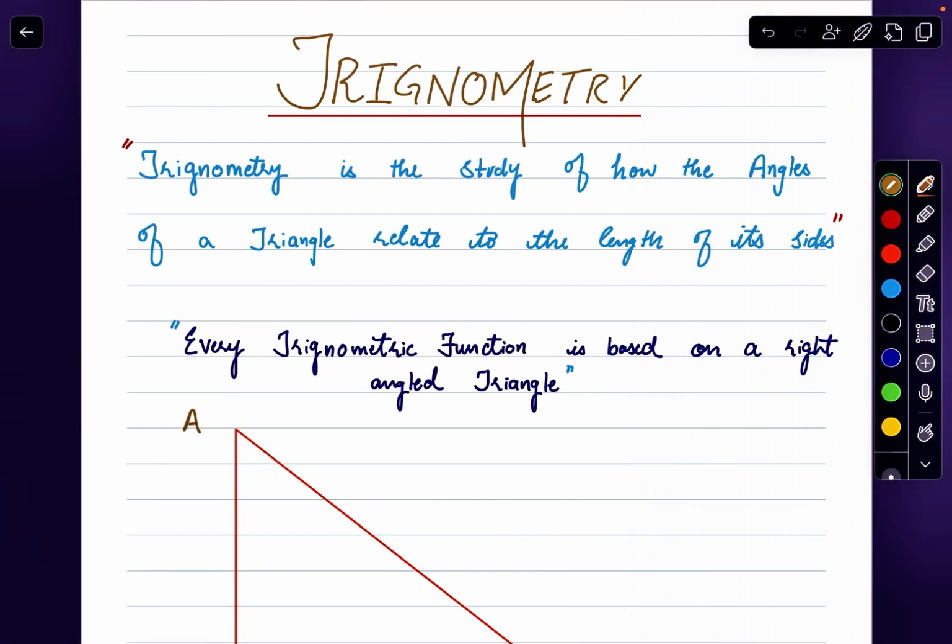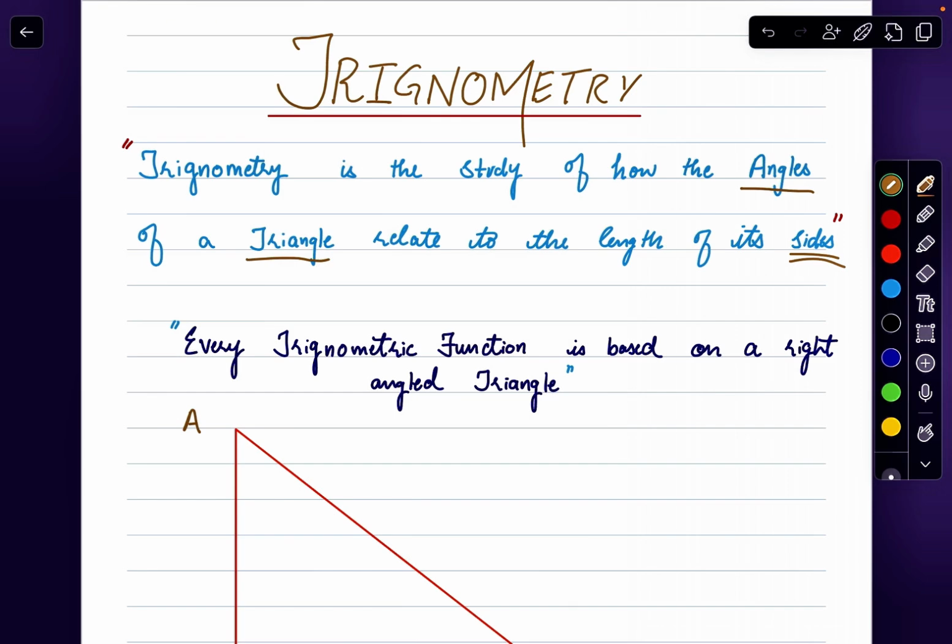What is trigonometry? Trigonometry is the study of how the angles of a triangle relate to the length of its sides. The name suggests it: "tri" means three sides, so we know it's from a triangle. So we are studying how the angles of a triangle relate to the length of its sides. It means the angles and sides are already related to each other.